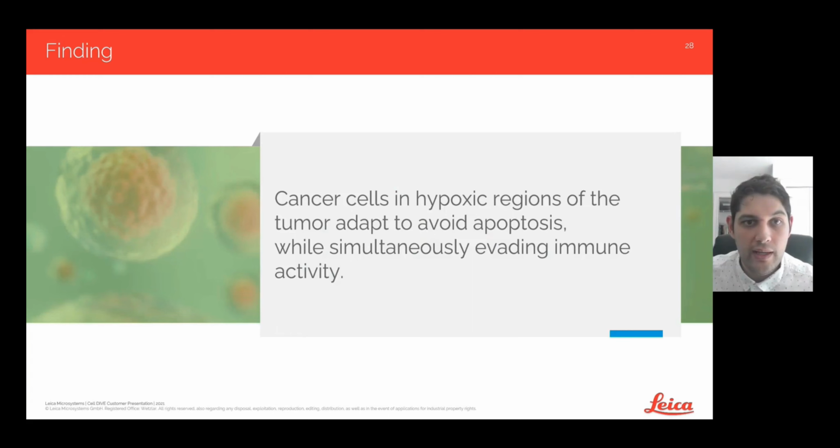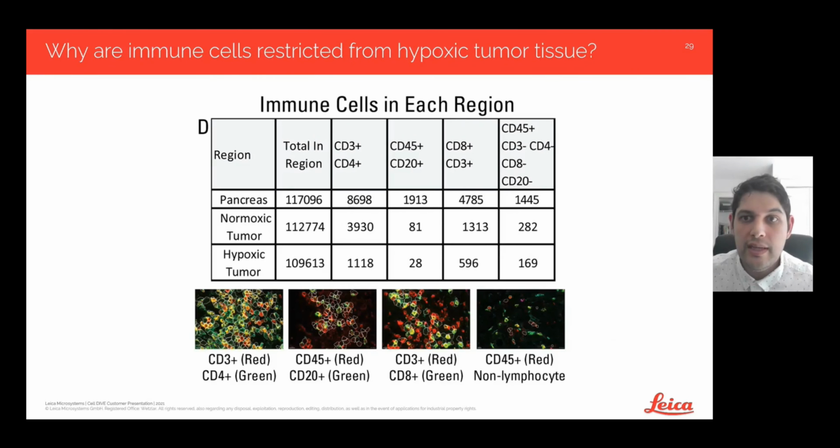So one finding is that cancer cells in hypoxic regions of the tumor adapt to avoid apoptosis while simultaneously avoiding immune activity. But using this same data set, we can actually dig even a bit deeper to address the question of why these immune cells are inhibited from entering these hypoxic regions in the first place.